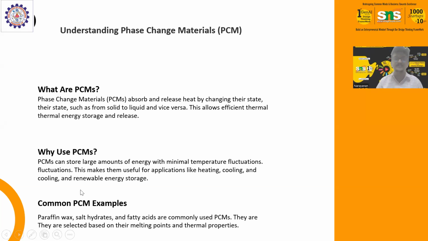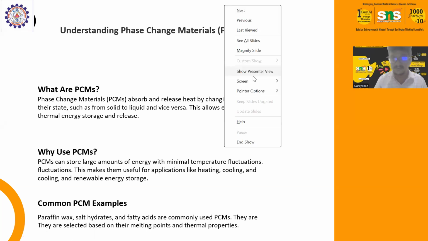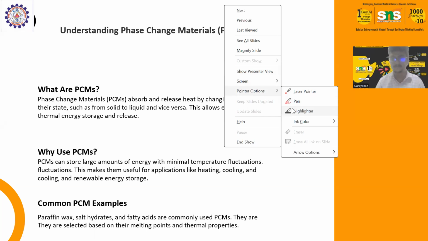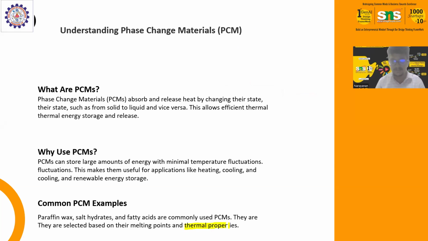So what are the common examples? Paraffin wax, salt hydrates, and fatty acids are commonly used phase change materials. They are selected based on their melting point and thermal property. So what is this thermal property?